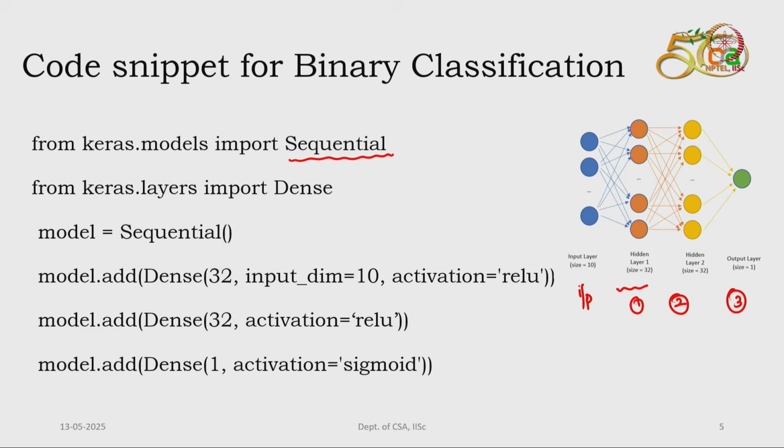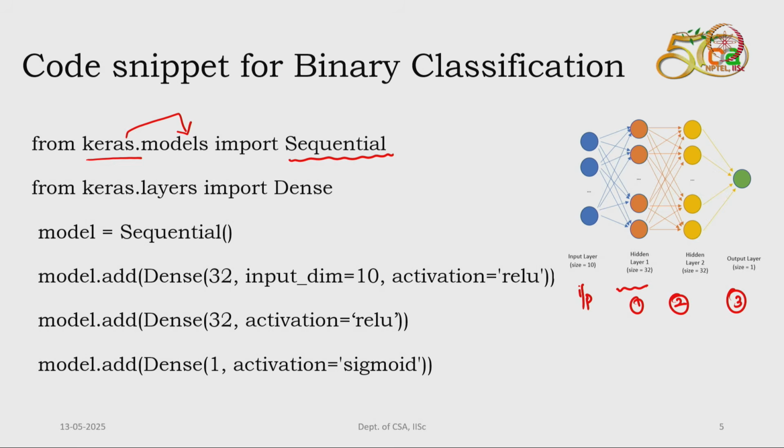So, we are importing Sequential. We are using Keras to implement it, and it is a sequential model. Therefore, under Keras we are using the class called models, and then we are importing Sequential.